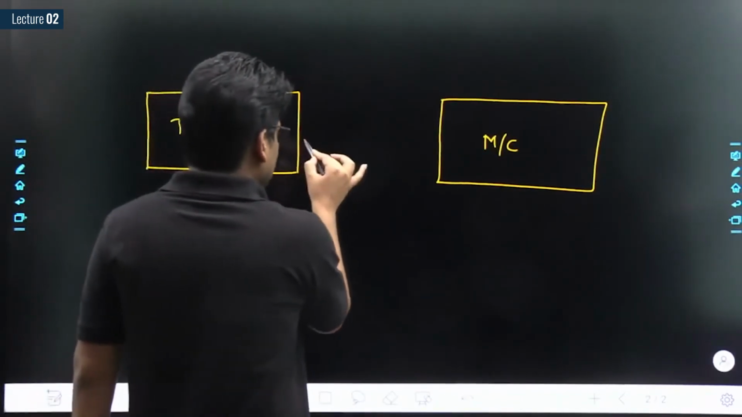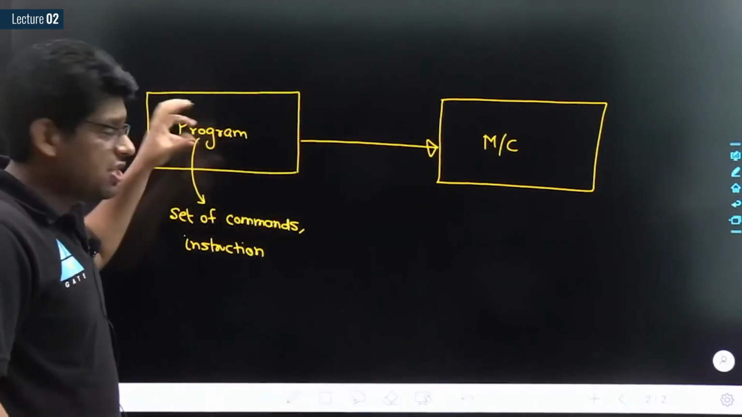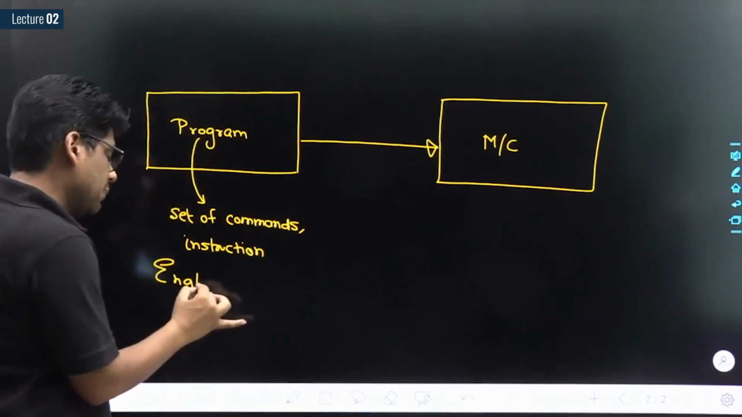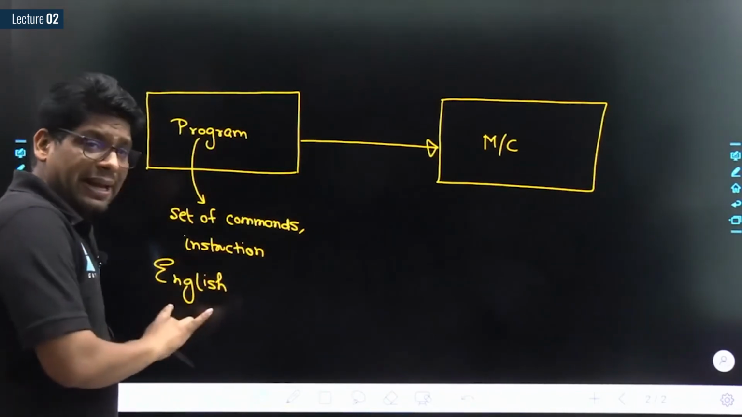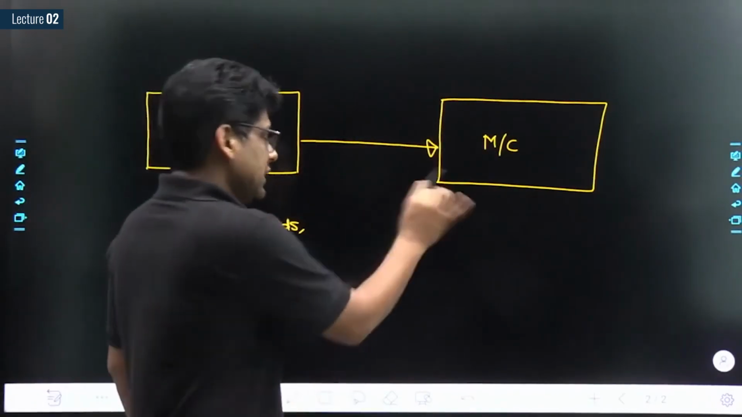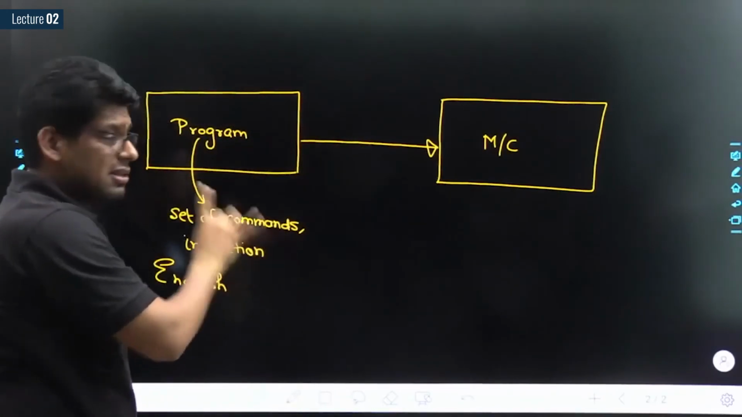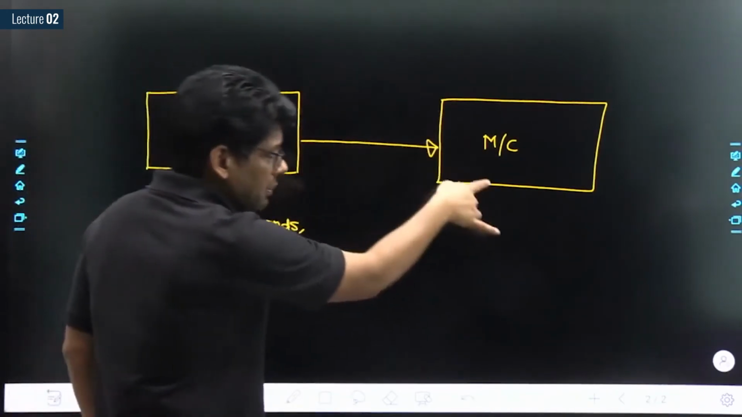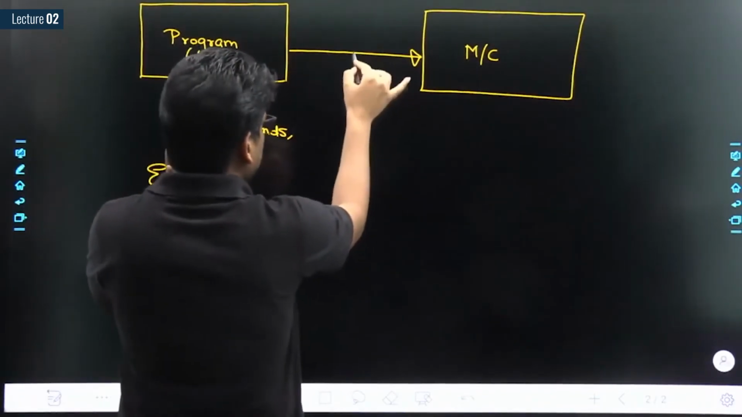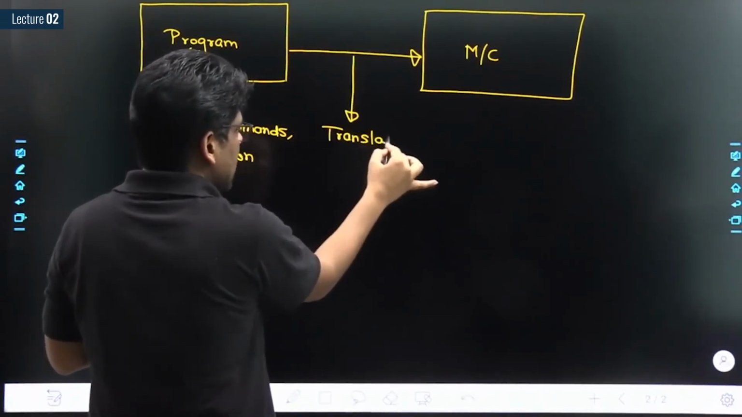But is this diagram correct? Can I provide this program, which is written in English type language, which is human readable, directly to the machine? No, sir, because this language, English type language, is not machine readable. So what we need in between is something called a translator.